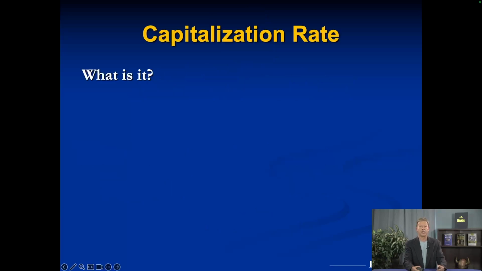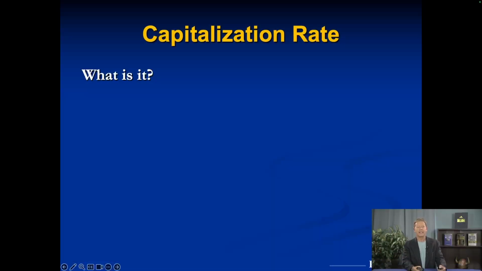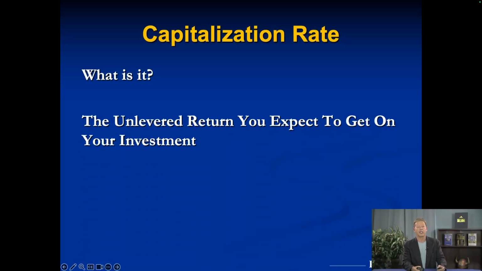So, our first ratio is the capitalization rate. So, what is the capitalization rate? Well, the capitalization rate is the unlevered return that you expect to get on your investment. What does unlevered mean? Unlevered means that you are not taking out a mortgage on that property. Well, how do you value a property if you're not going to take into consideration the debt that you're going to be putting on it? Well, we're going to cover that in what's called the cash on cash return, and that's going to be next.